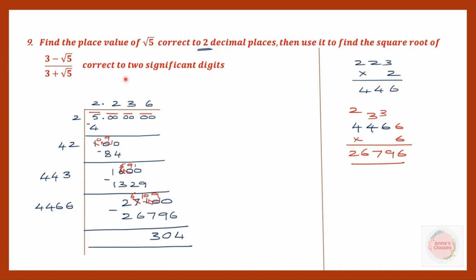Now here it says correct to 2 decimal places. So let's take our quotient. Our quotient is 2.236 and round it off to 2 decimal places. That is, we stop here. That means we need to look at the number to the right. Now, if it is more than 5, then this underlined digit will change. So it's more than 5. So our final answer will be 2.24. So this is the square root of 5 correct to 2 decimal places. Now using this we need to solve the second part of the question.